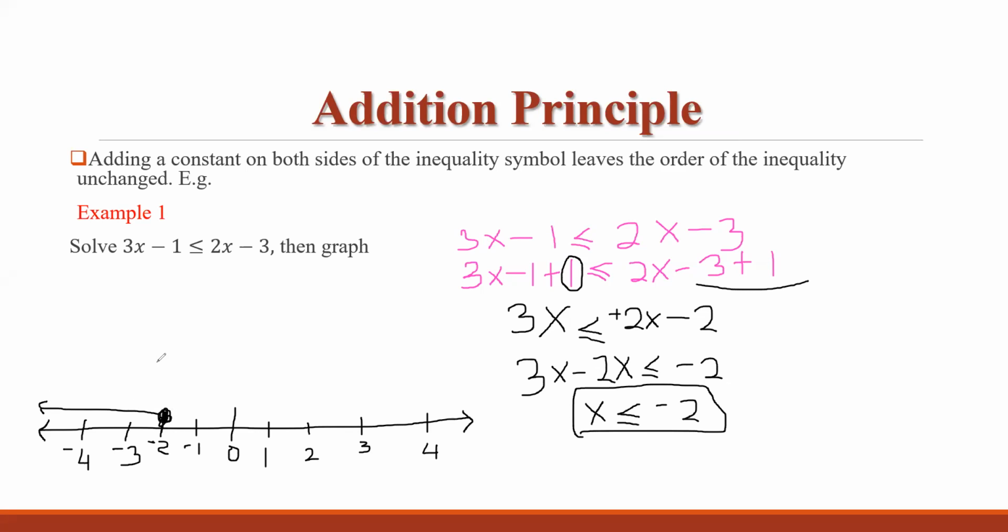So that is the addition principle, saying that when you add a constant on both sides of the inequality symbol, it leaves the order of the inequality unchanged. As you've seen here, I've added 1 this side, and even this side I've added 1. But the inequality remains unchanged. That constant has no effect on the inequality.